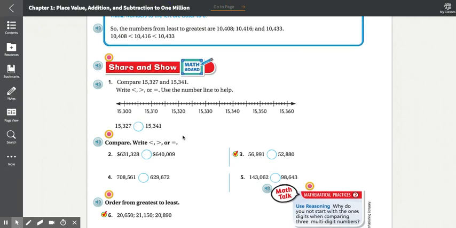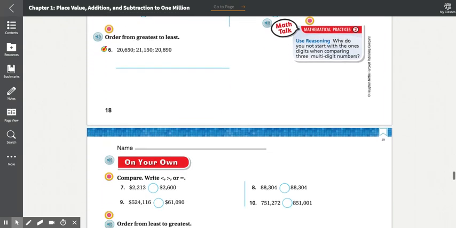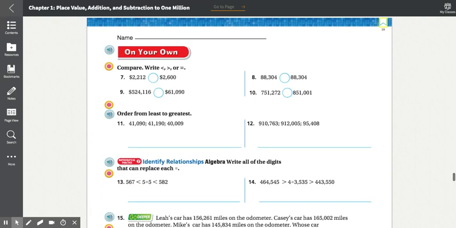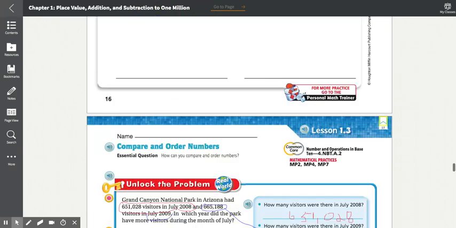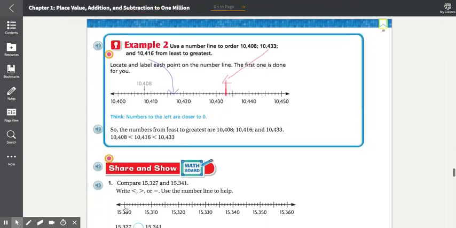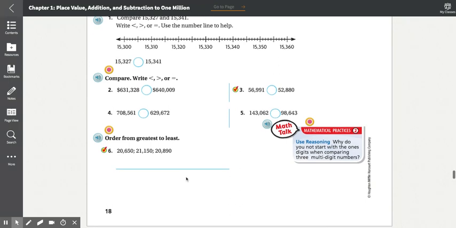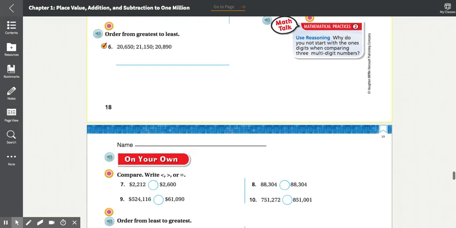Okay, boys and girls, on your own, please complete the next 2 pages. When you are done, I will be coming around to check your work. So you will complete the rest of page 18 and begin 19.